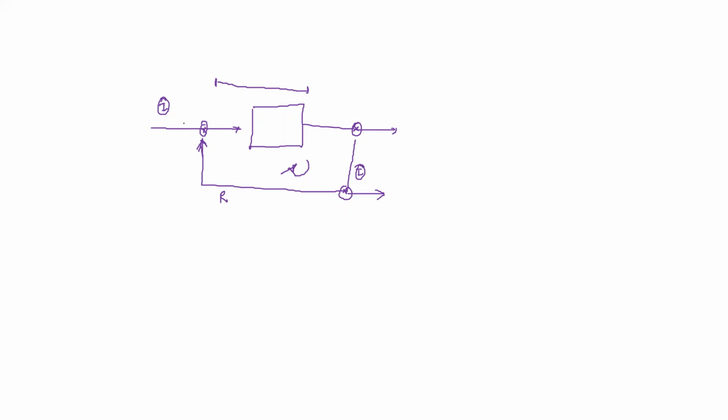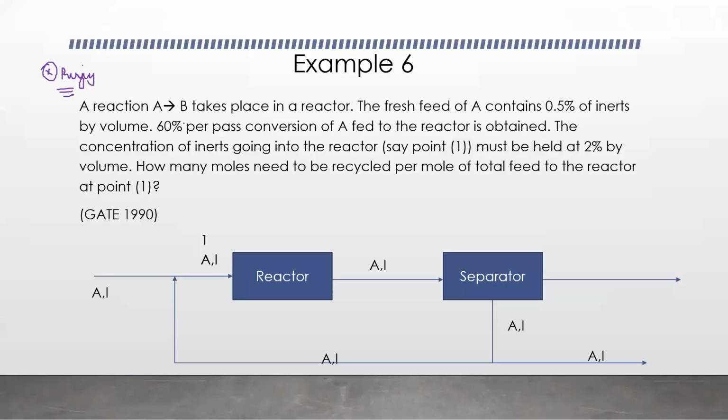All right, just make sure that you're careful while solving this problem. So let's go with this problem. A reaction A to B takes place in a reactor. The fresh feed of A contains 0.5% inerts.